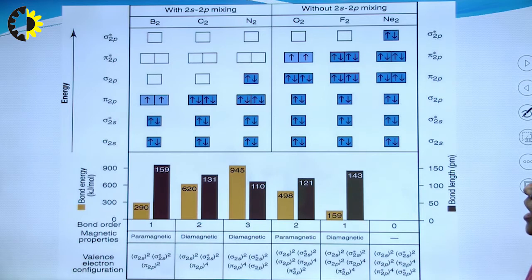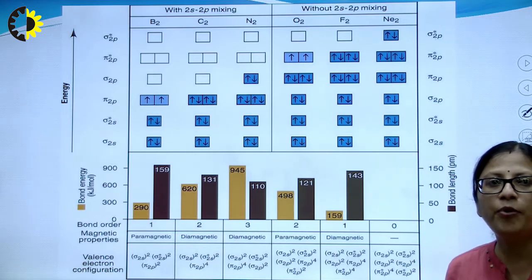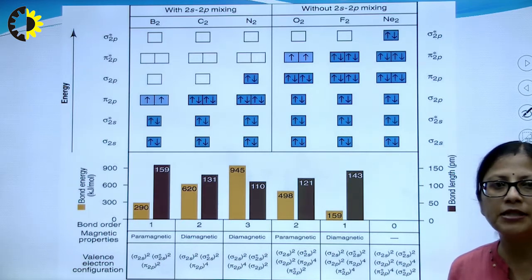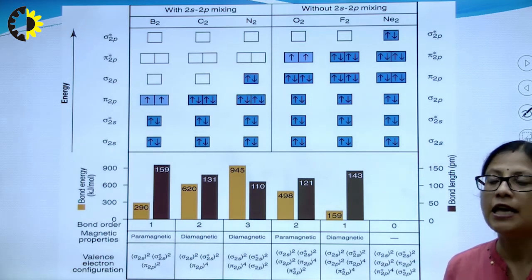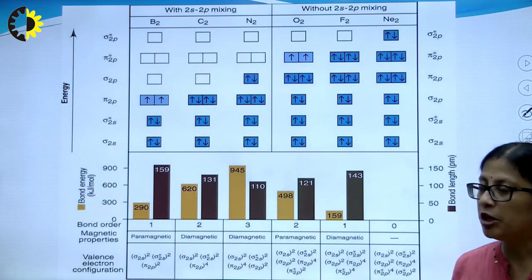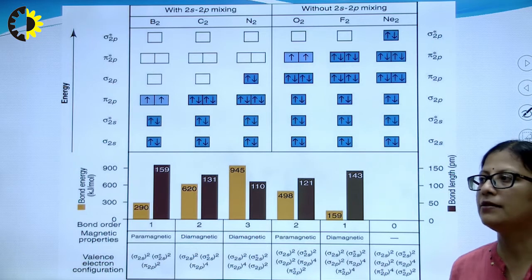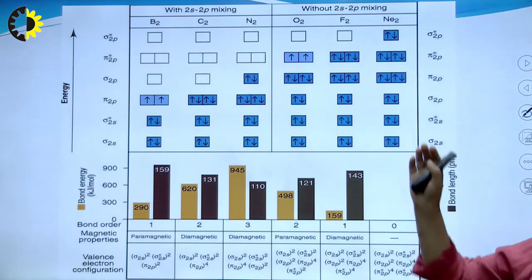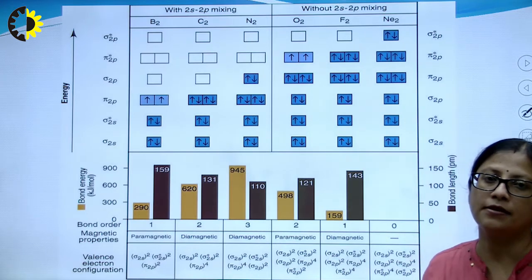This is how the filling of orbitals takes place with 2s 2p mixing and without 2s 2p mixing. In the case of boron, carbon, nitrogen, the formation of molecular orbitals takes place with 2s 2p mixing. But as the number of electrons increases, this effect diminishes and the filling of orbitals takes place without 2s 2p mixing. That is the case in oxygen, fluorine and neon. Neon, again, does not form a molecule as its bond order is 0.